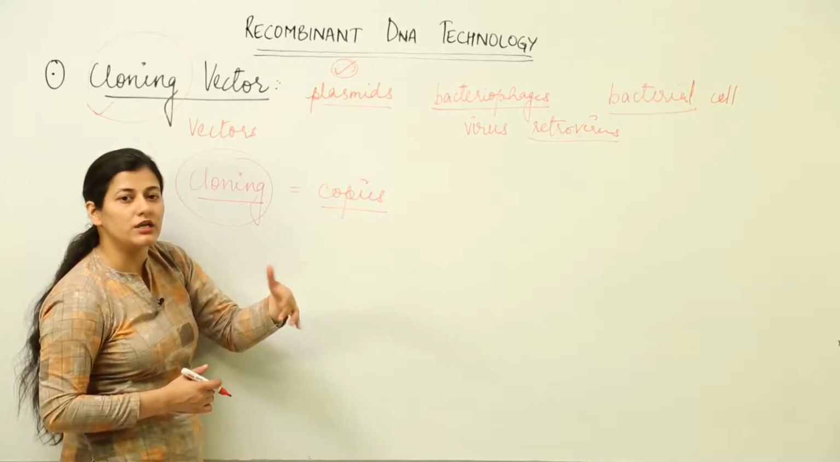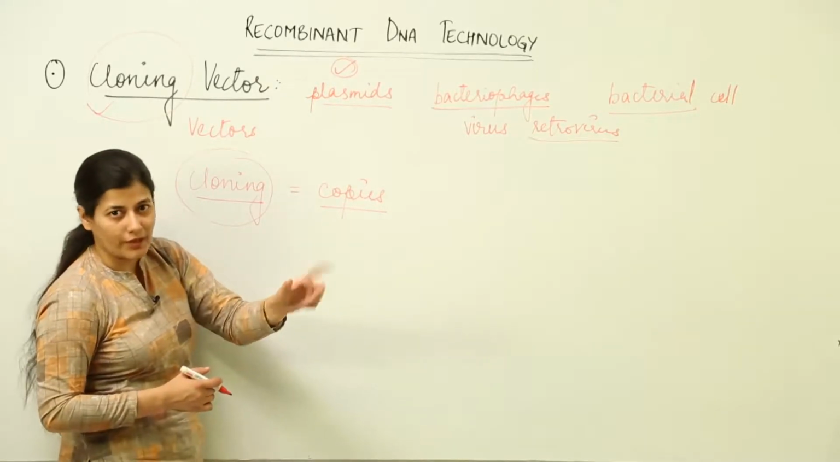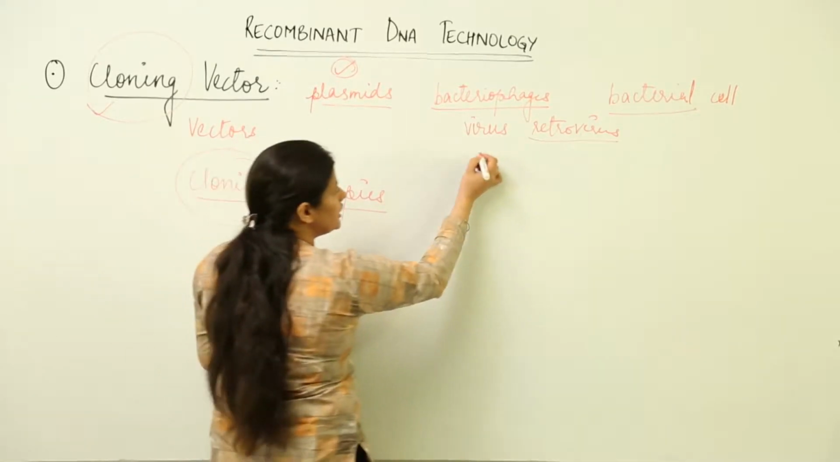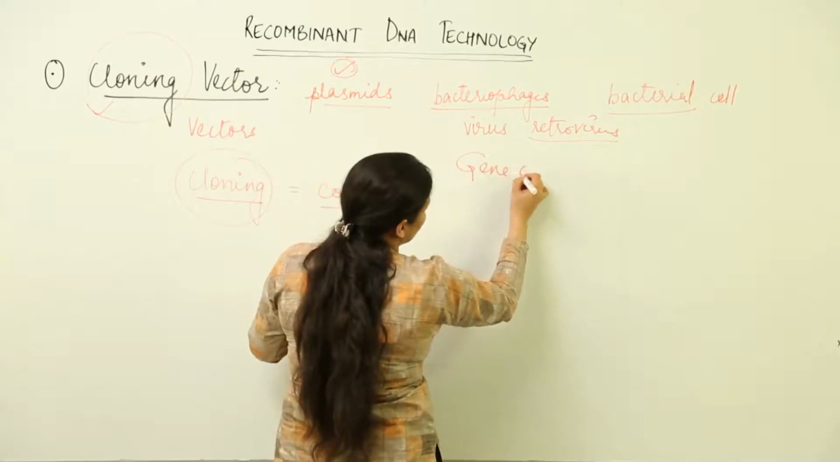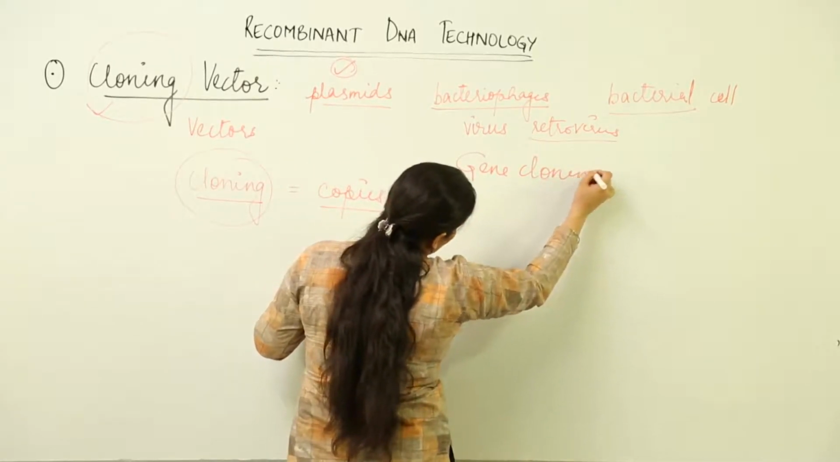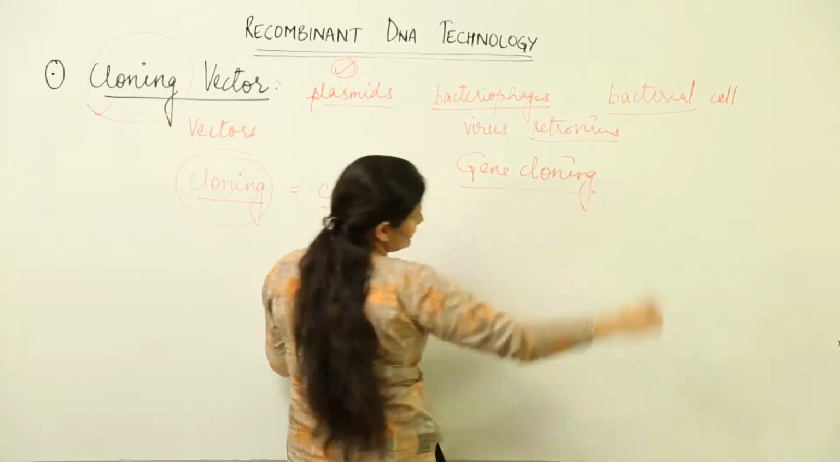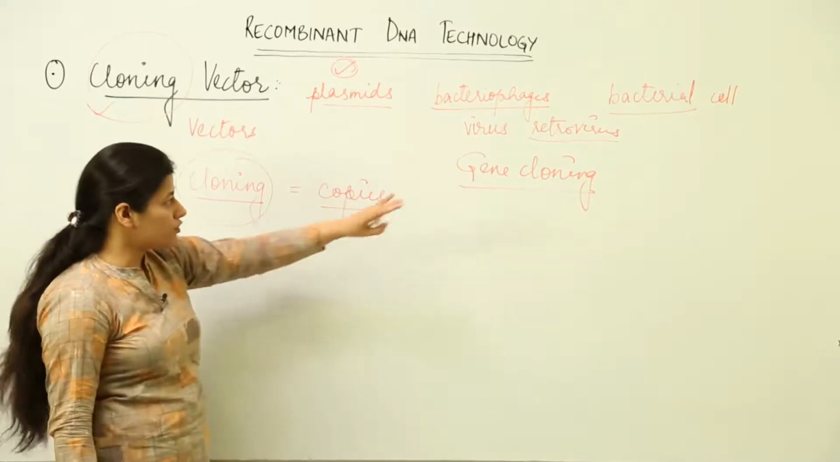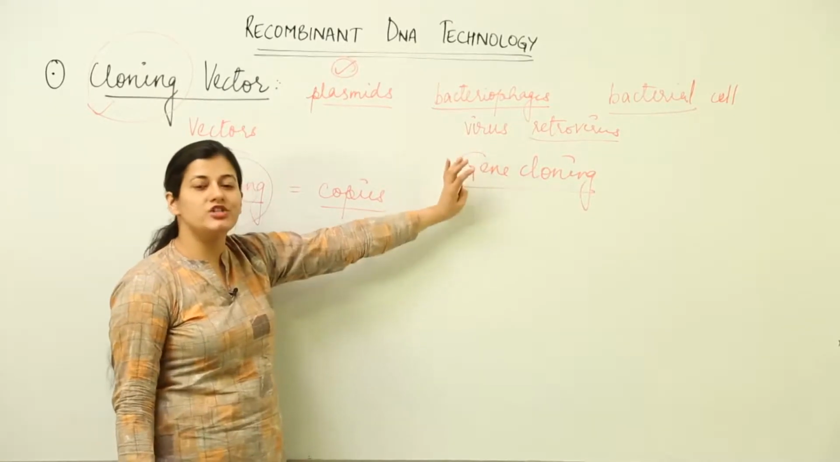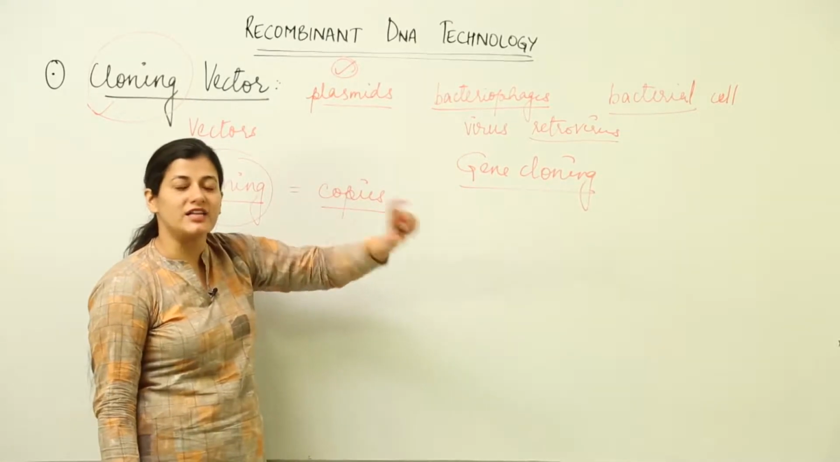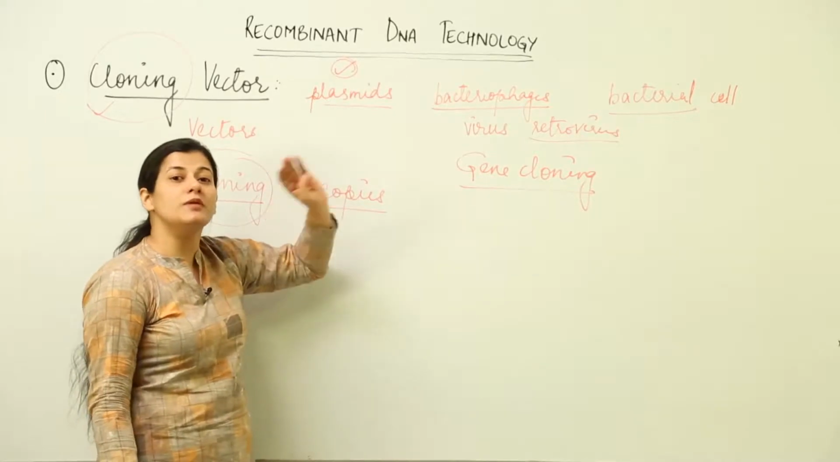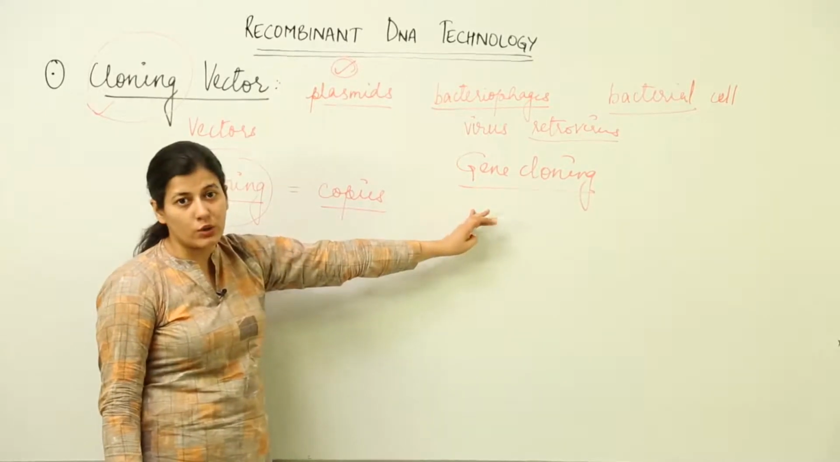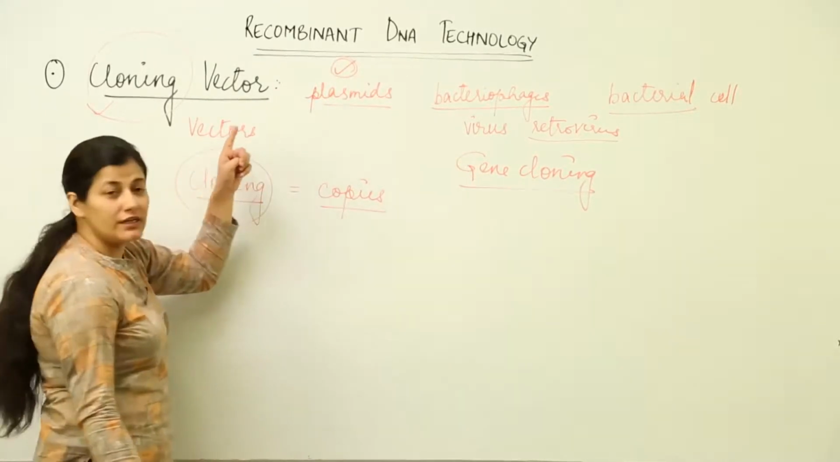What is cloning? Cloning is producing the exact copy. Here we are seeking gene cloning. Out of one of the motives that recombinant DNA technology is seeking, one important one is gene cloning. Once the gene of interest has been identified and extracted, it has to be cloned. And where does it have to be cloned? It has to be cloned within the vector.